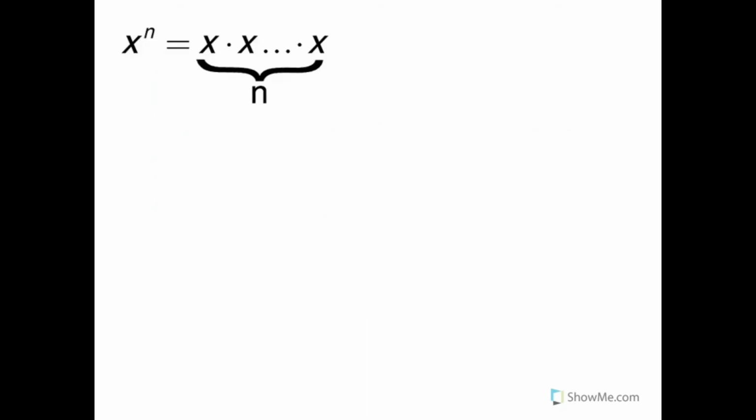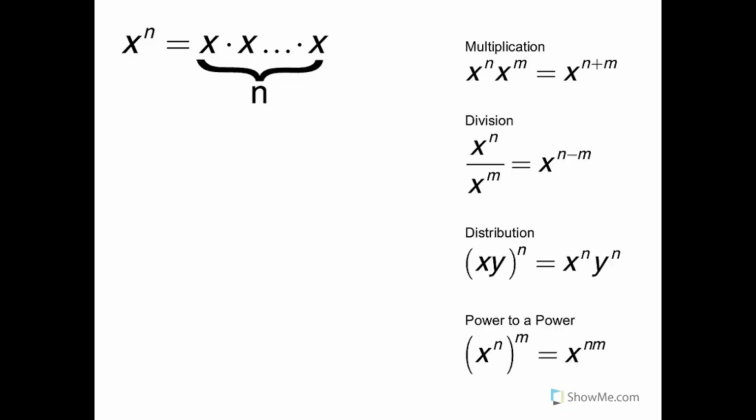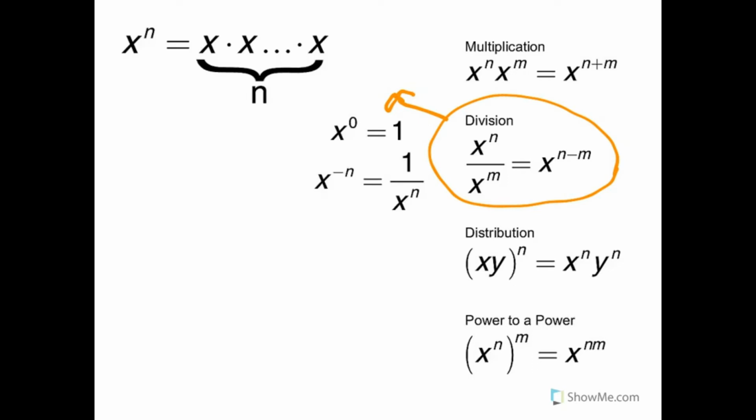We started with a definition of exponents where the exponent n counted the number of copies of the base x, and so n had to be a counting number. Then we derived some properties, and then we used one of the properties, the division property, to extend the definition of exponent so that it included both 0 and negative exponents.